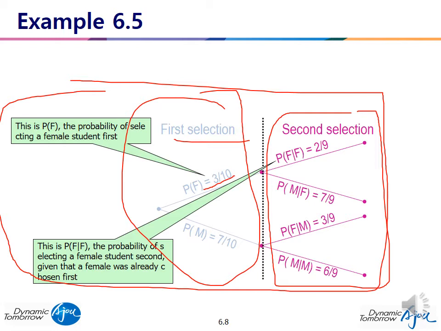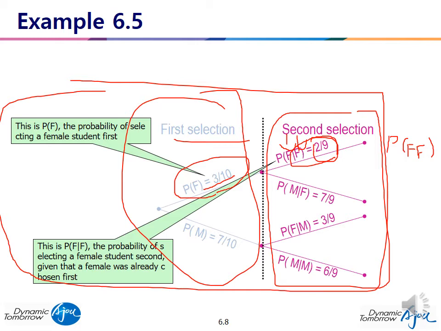And second selection is given a female, what is the probability that the second selection is female? First is a female, second is a female, it is 2 over 9. So first selection is 3 over 10, second selection is 2 over 9. Then what is the probability of FF, that is both female, probability female?